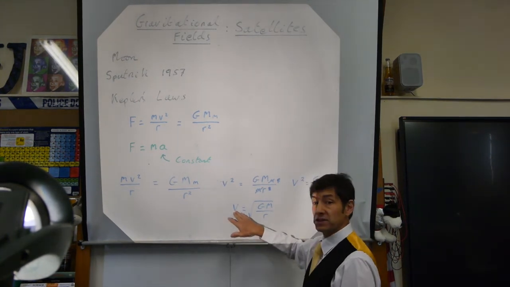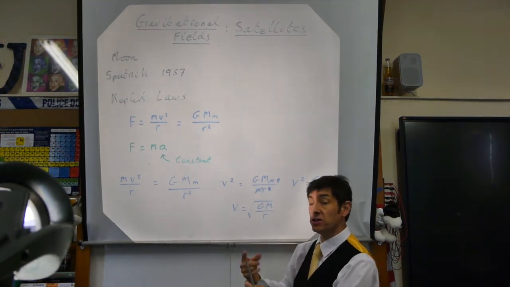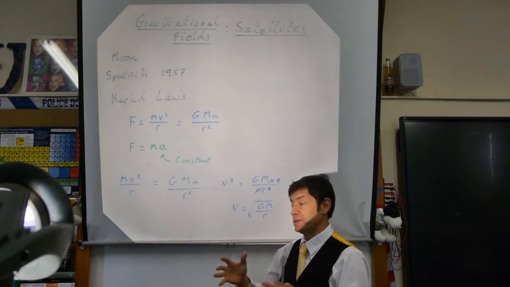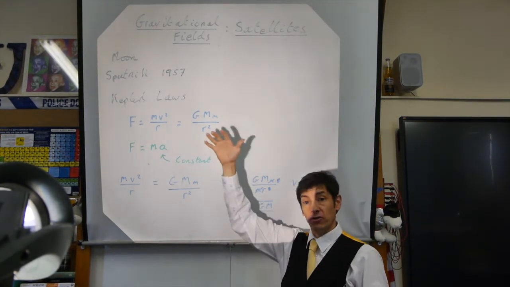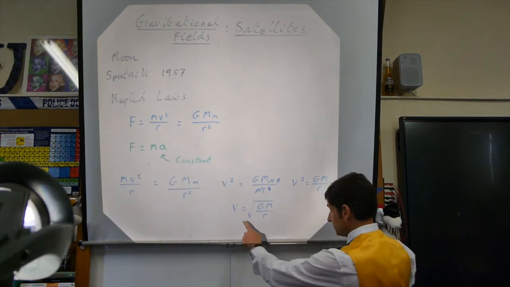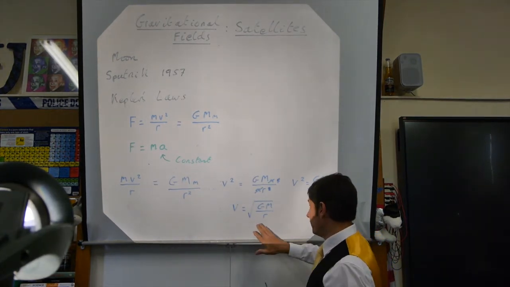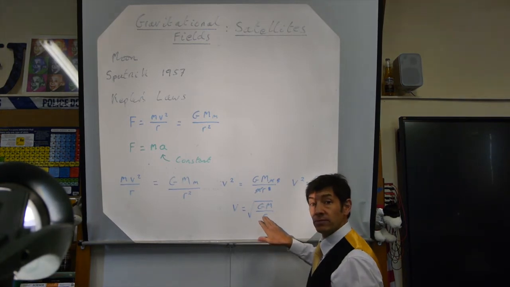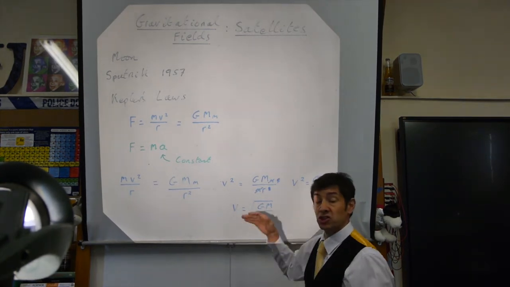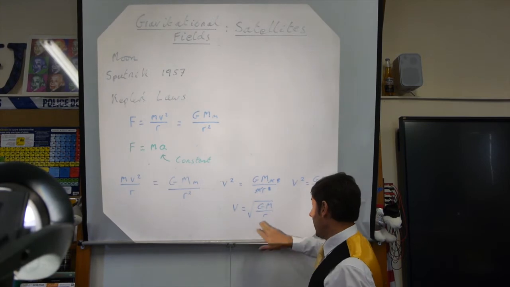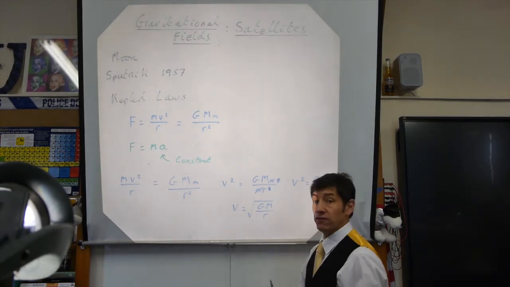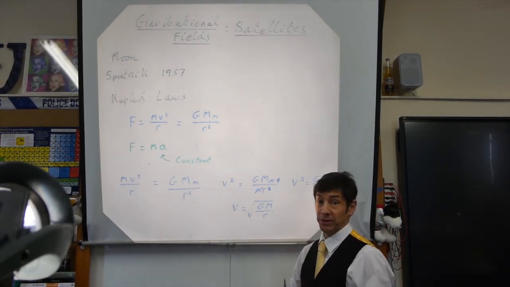So think about what this means if we want it to orbit closer to the Earth, and what happens if we want it to orbit further away from the Earth. So you can see there's a sort of inverse relationship here. So the further away you go, the slower the orbit's going to be, and the closer you go, the faster the orbital velocity will be.